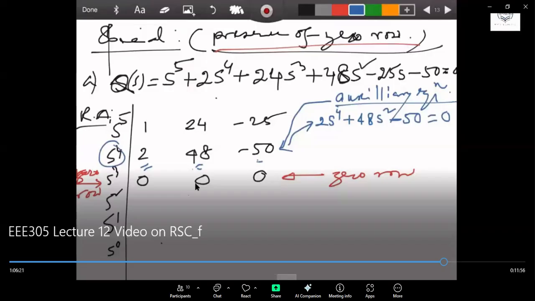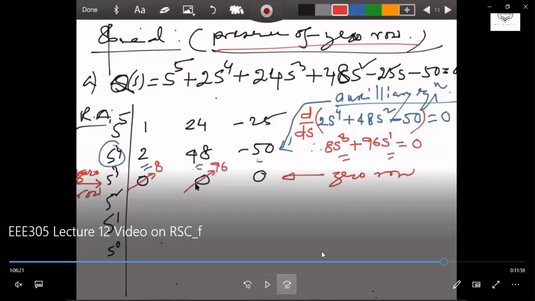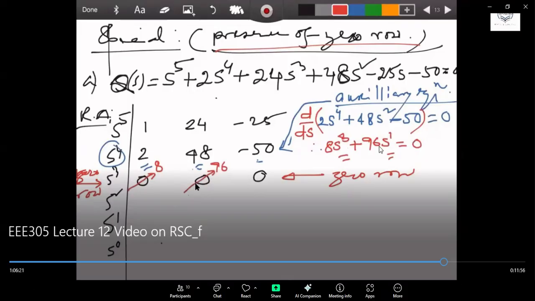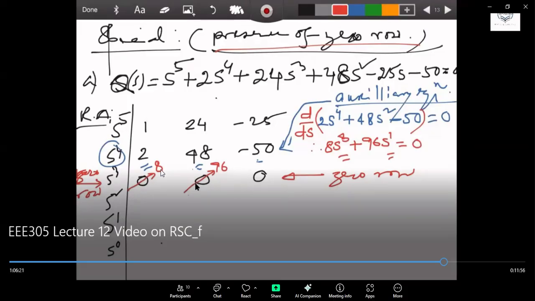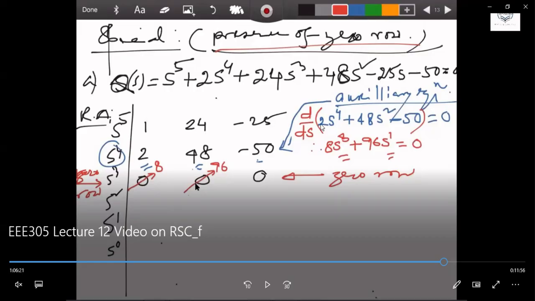If you take the first derivative, you get d/ds, and then it is coming s cube and s to the 1. So s cube coefficient 8 is coming here instead of 0, and s to the power 1 coefficient 96, because the s cube coefficient should be 8, and the s to the 1 coefficient will be the next one, which is 96. That's all 0, don't worry about it. On the right hand side, 0. Now, this 0 is replaced by 8 and 96. How did you get it? From the auxiliary equation, you take the derivative and then you get it.